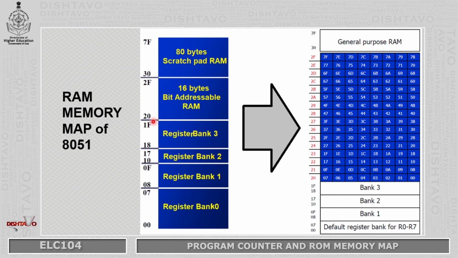Above this, that is 20 to 2F, these are 16 bytes of bit addressable RAM. So altogether it will be 16 into 8 locations which can be bit addressable. Then above that we have 30 hex to 7F. This is called the general purpose RAM. The bit addressable memory is highlighted over here. We can access each and every bit over here, and whatever changes we require we can make in that particular area.